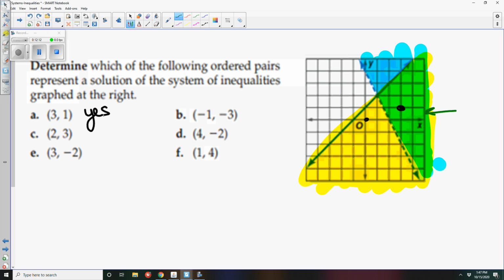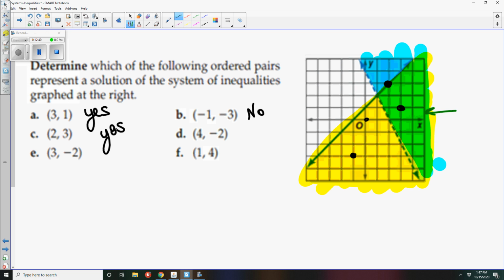Alright, B is (-1, -3), so where's that send me? You got, so it's in the yellow. Is that one a solution? No, because it's not in the green where they both are. Alright, our next one is (2, 3). So where's (2, 3) send me? Alright, so go right 2, up 3. That puts me on a solid line. Is that one a solution? Yes. Why is that one a solution? You got, because it's equal to it, which means it includes it, which means it is a solution.